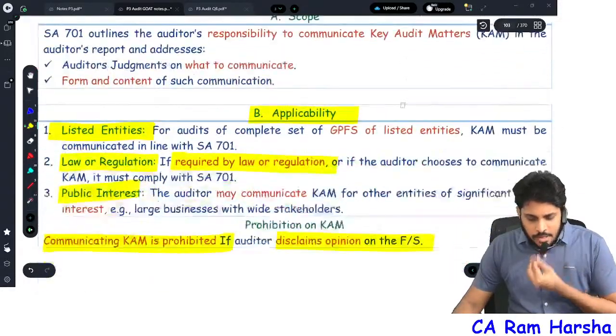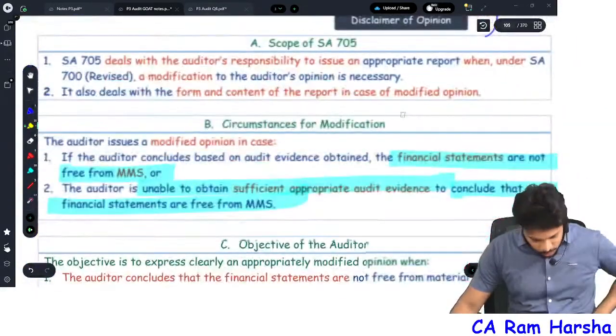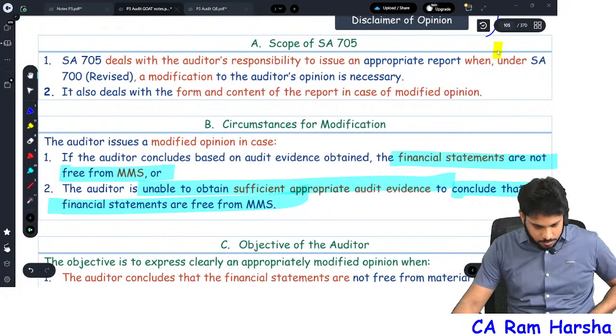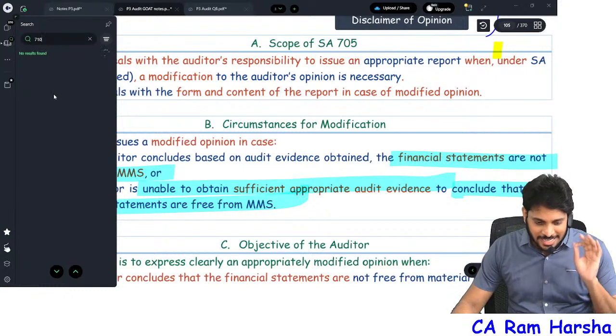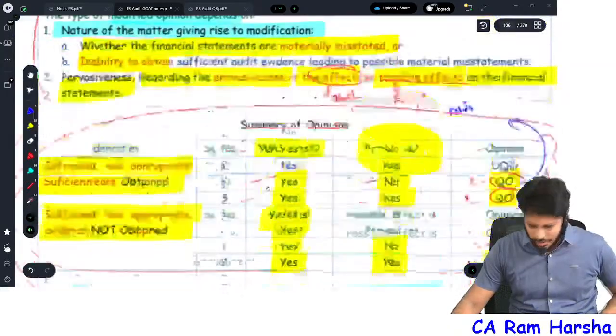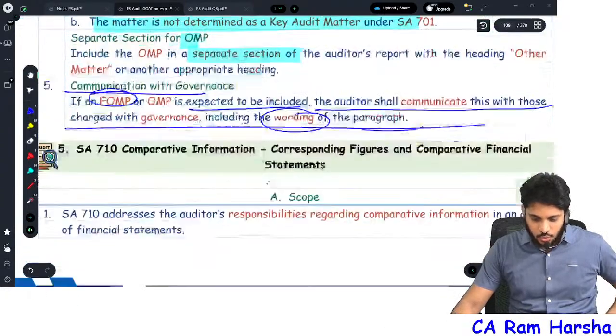So now let's begin the 710 standard. This is one standard which is very tricky, and where many students often have confusion. Immediately after 706 it will be there.